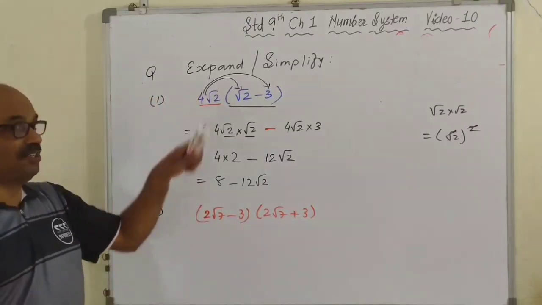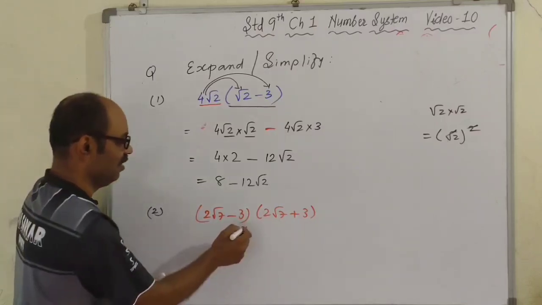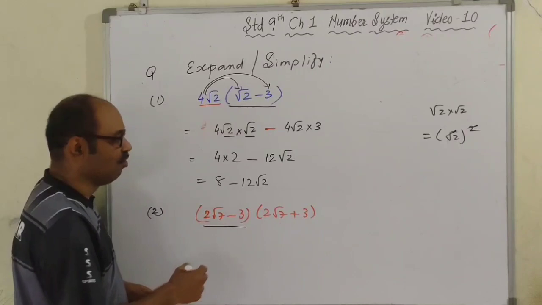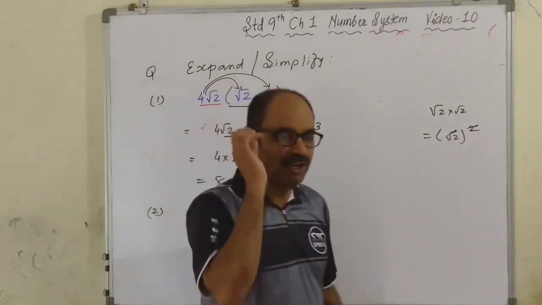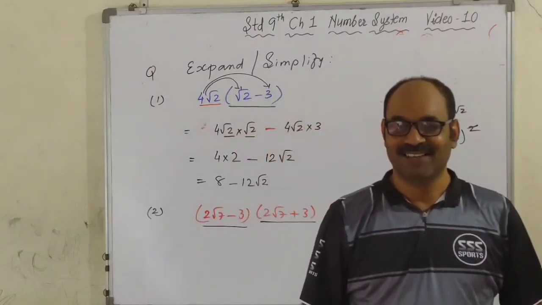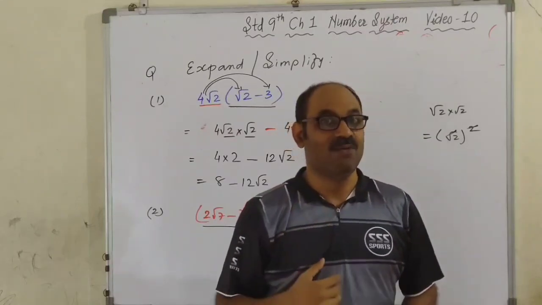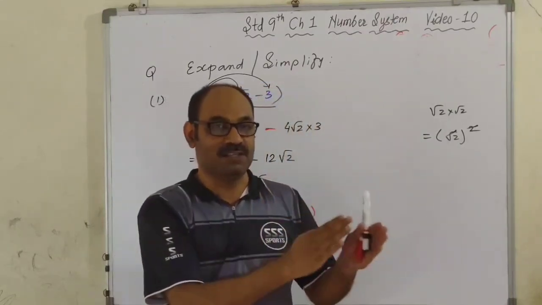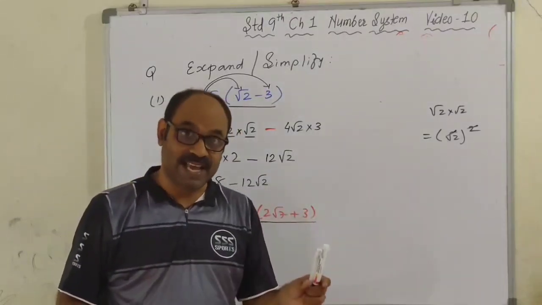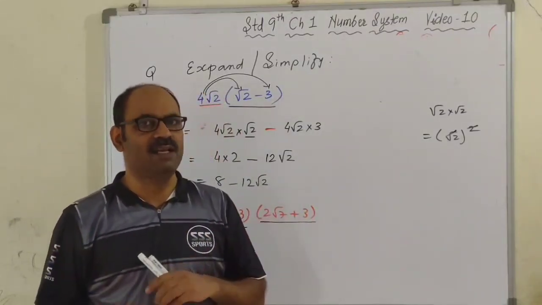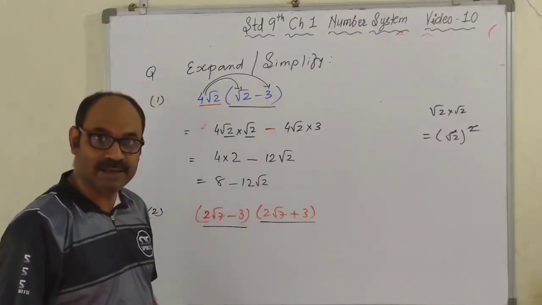Fine. The next expansion is what? Binomial. Two terms wala expression. Binomial into binomial. Here we need to think little bit. What? Is it type A, type B, or type C? What we have seen in type A? First terms, all four terms are different. Type B, first term same, second term opposite. And type C, first terms are also same and second terms are also same.